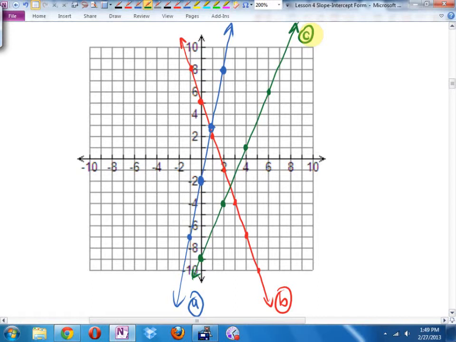Mr. Duick, why did you put arrows on the ends of each line? Because I think they keep going. There's more points. I want to show that. They have a domain of all reals and a range of all reals. That is graphing slope-intercept form.